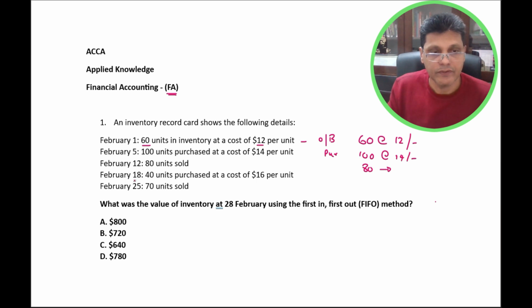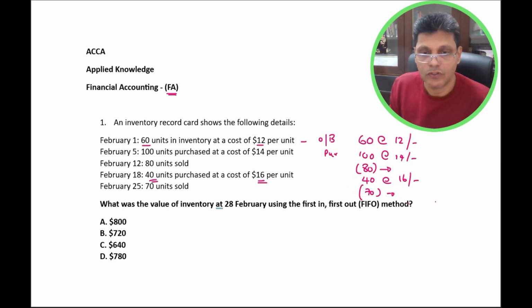Then on 18th February, 40 units purchased at 16. Then again 70 units were sold. Again, we need to identify the stock valuation method, and based on that we need to issue. What was the value of inventory at 28th February using the first in first out method? So they use the first in first out method, the FIFO method. Based on that, let's calculate.